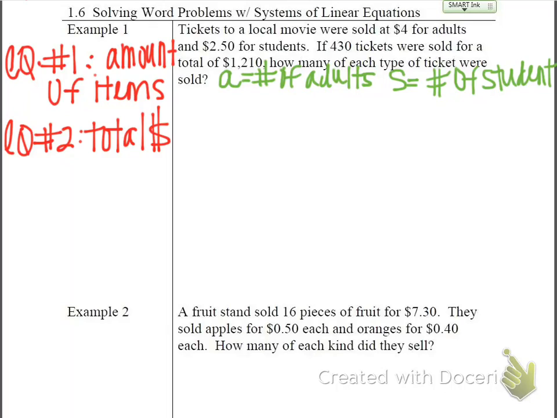Okay, so number of student tickets. So now our first equation, it has to do with the amount of items we sold. So we're going to take A, the number of adult tickets. If we add S, the number of student tickets, how many tickets total does that give me? 430. Good.